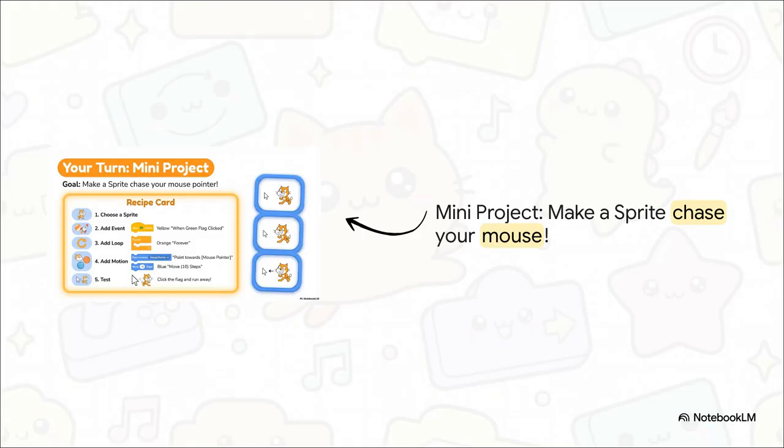All right, here's your exact recipe to make your first interactive game where a sprite actually chases your mouse pointer around the screen. Think about the logic we just talked about. You start with the yellow when-green flag clicked. You wrap a forever loop right beneath it so the game never stops checking. Inside that loop, you drop a blue point towards mouse pointer block, immediately followed by a blue move 10 steps block. Now, when you click that flag and move your mouse around, your sprite will constantly calculate where your mouse is, turn to face it, and take 10 steps toward it, over and over again in that forever loop. You guys, you've literally just created interactive AI.